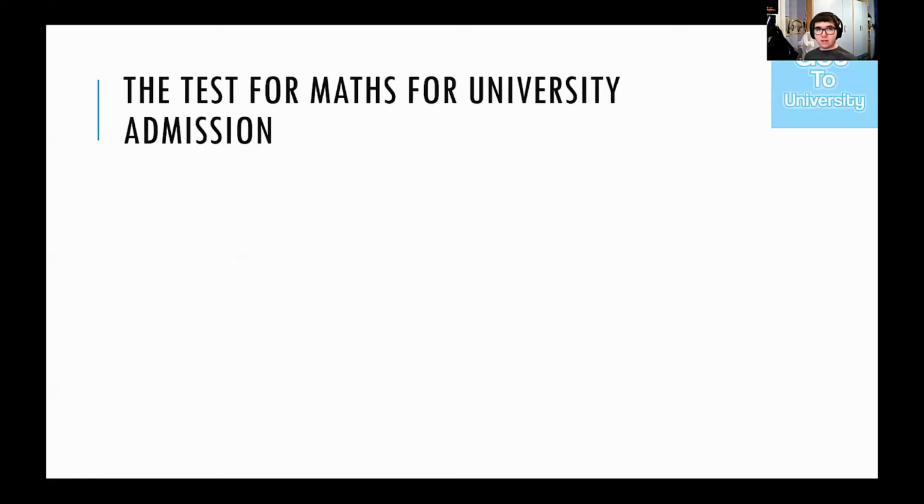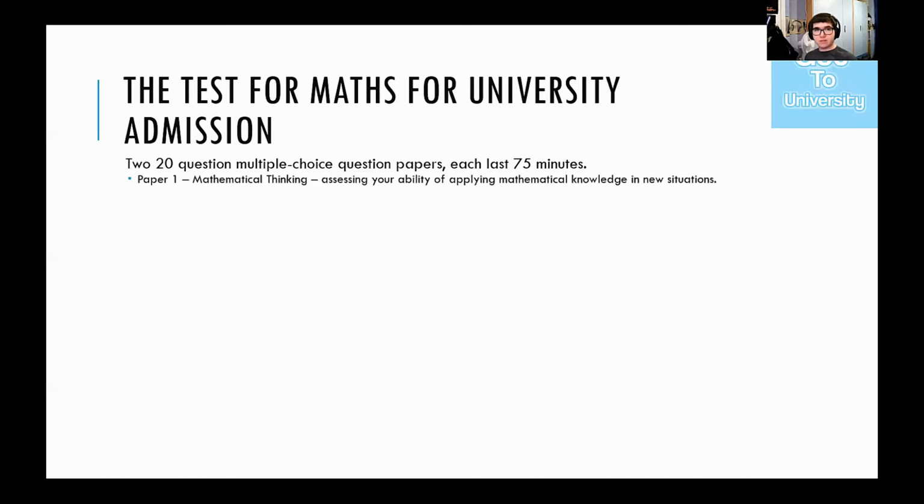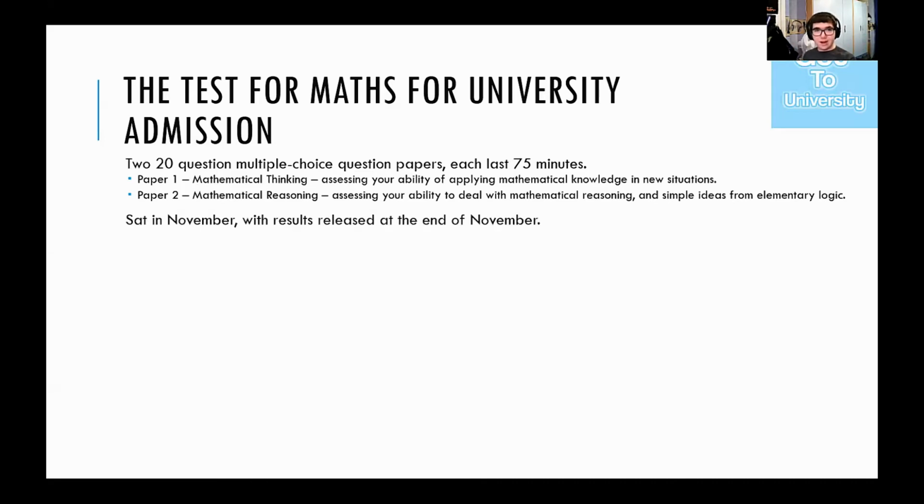And then the other exam is the Test of Mathematics for University Admission. Okay, so this is 2 20-question multiple choice question papers, and each paper will last 75 minutes. So you've got paper 1, which is about mathematical thinking, assessing your ability to apply mathematical knowledge in new situations, and paper 2 is mathematical reasoning, so your ability to deal with mathematical reasoning and simple ideas from elementary logic. It's their words, not mine, I will say.